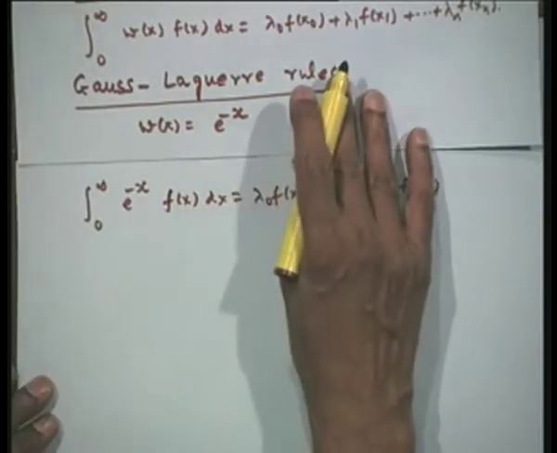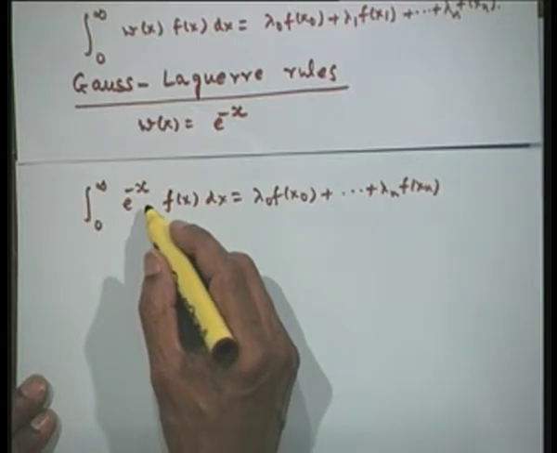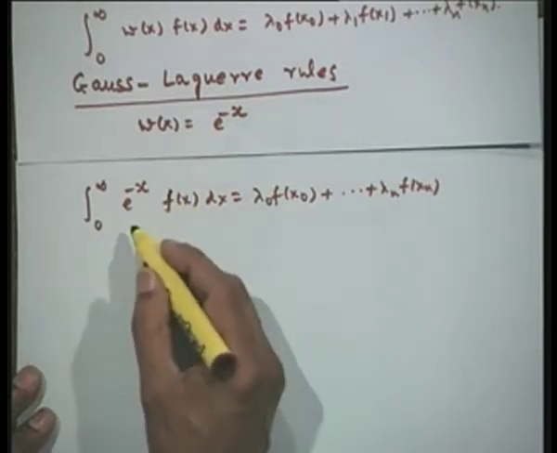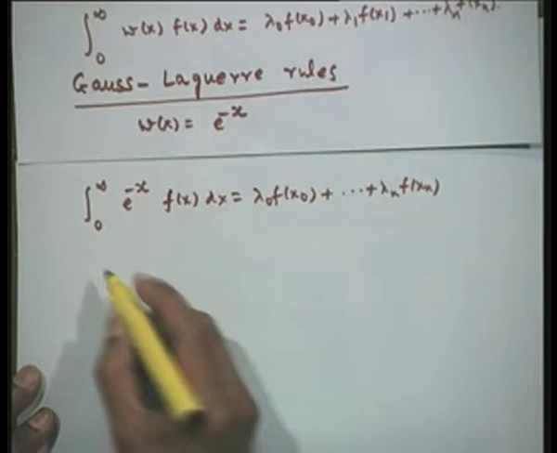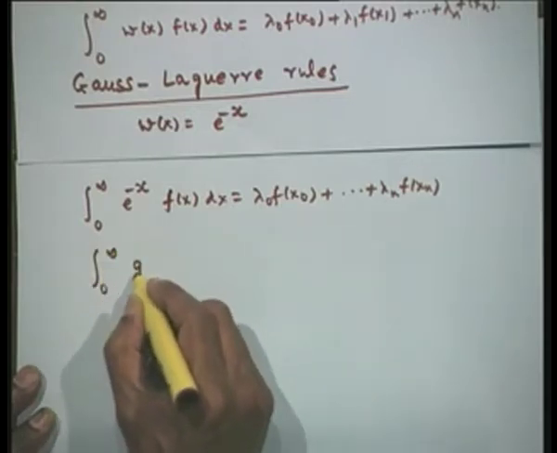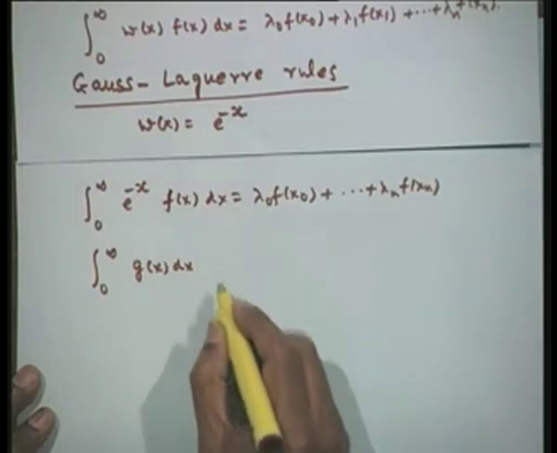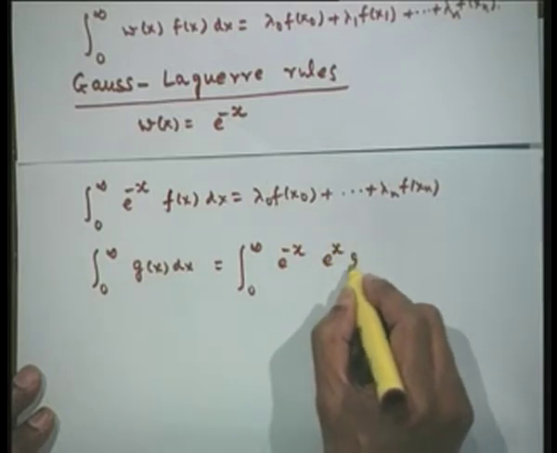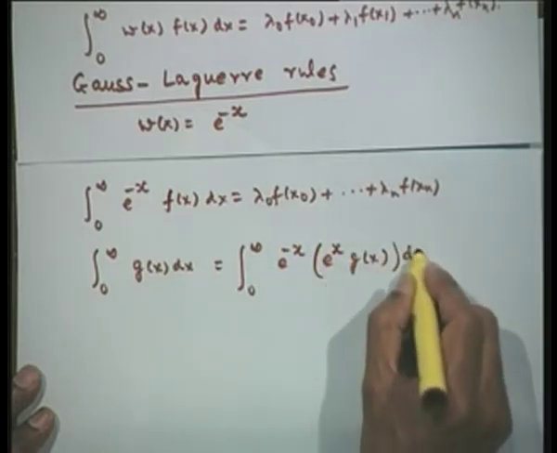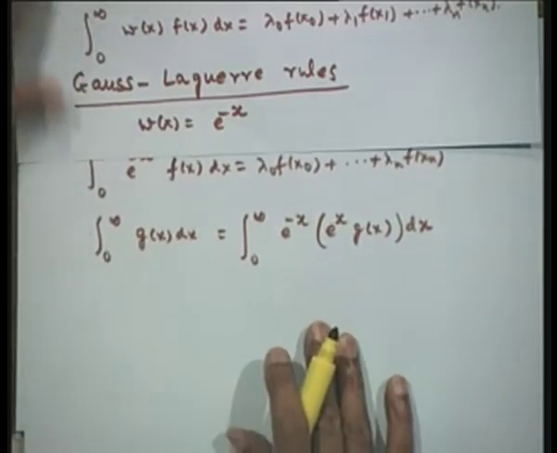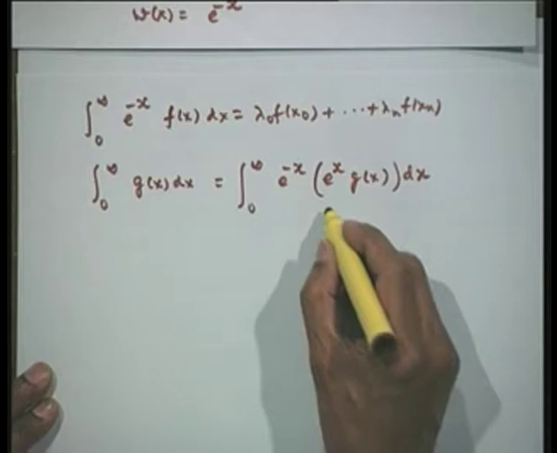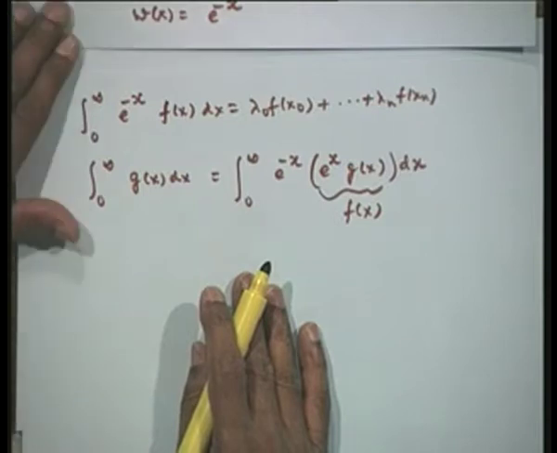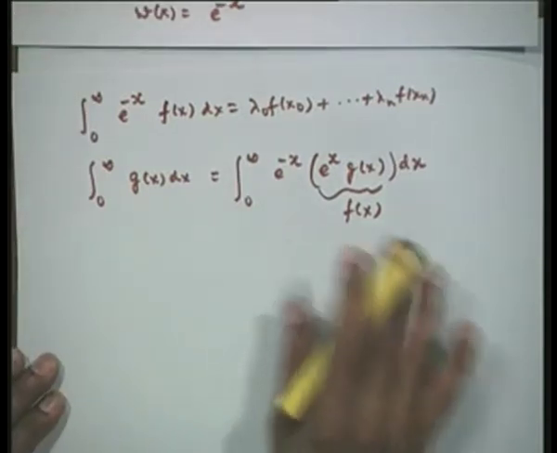As in the case of the Chebyshev polynomials, if this weight function was not available for us in a given problem, we shall supply the weight function, that is multiply by exponential of minus x and divide by exponential of minus x. That means, suppose you are given only a problem as integral g(x) dx, then I will write this as e to the power of minus x into e to the power of x g(x) dx. This will be my f(x). So, even if the weight function is not available for us, we shall provide the weight function and then get this formula.